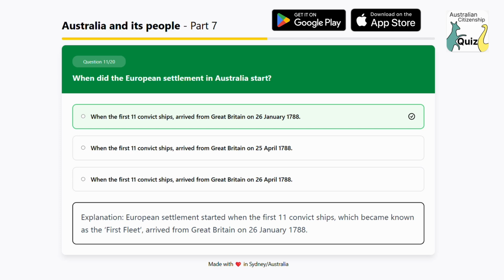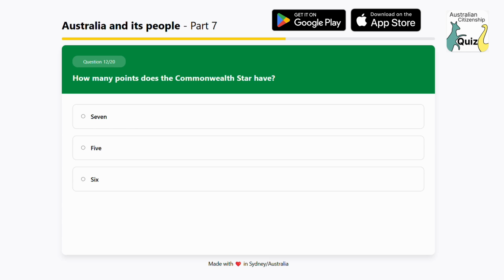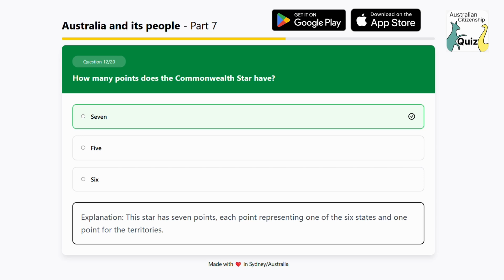Explanation: European settlement started when the first 11 convict ships, which became known as the First Fleet, arrived from Great Britain on January 26, 1788. How many points does the Commonwealth Star have? Option 1, 7. Option 2, 5. Option 3, 6. The answer is 7. Explanation: this star has 7 points, each point representing one of the 6 states and 1 point for the territories.